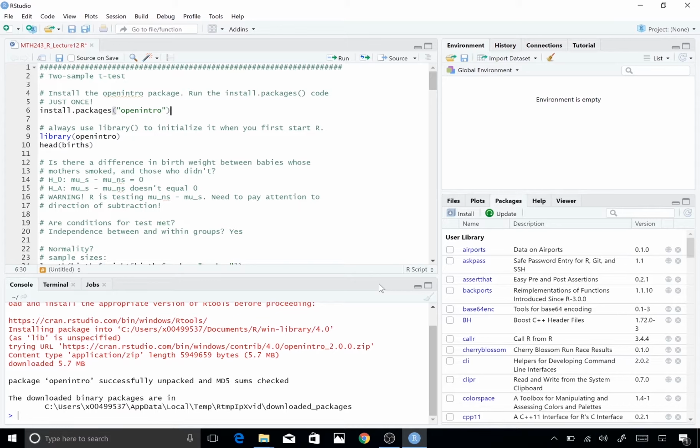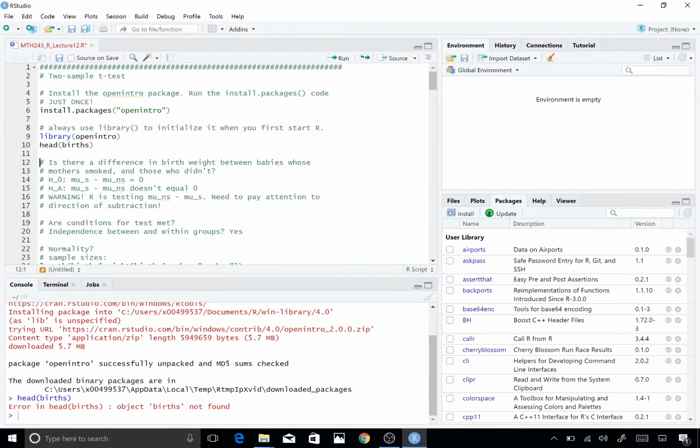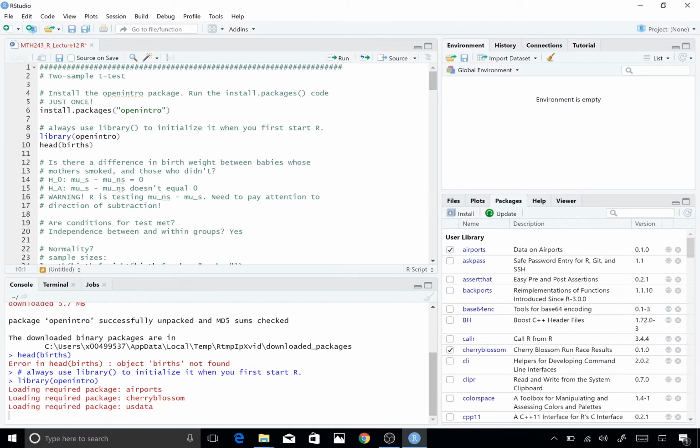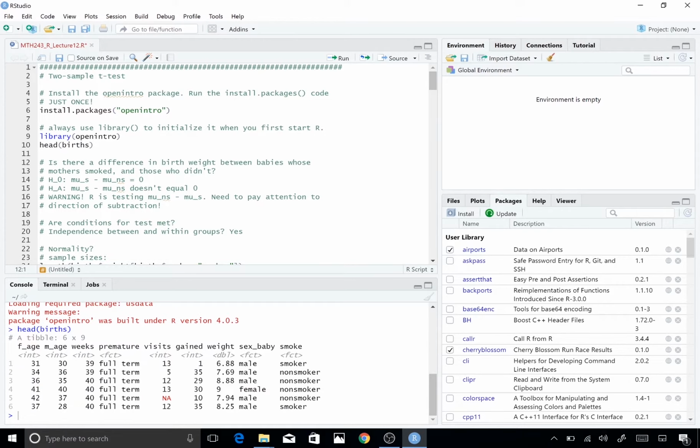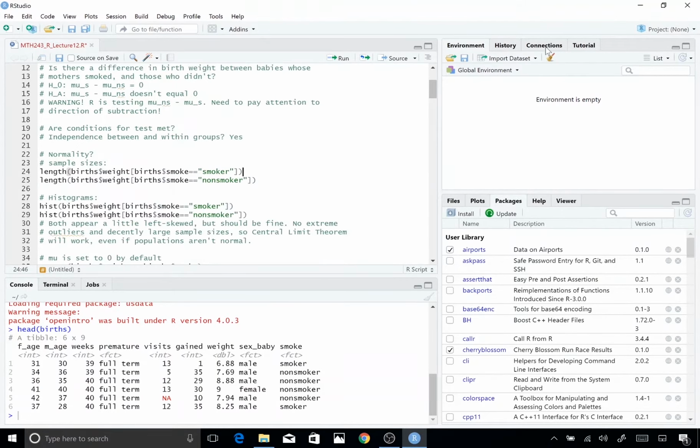You only have to install a package once, but whenever you want to use it, you need to initialize it using the library command. If I run this head births, I get an error, and that's because I haven't run the library command. Now it works. This head command shows me the data.